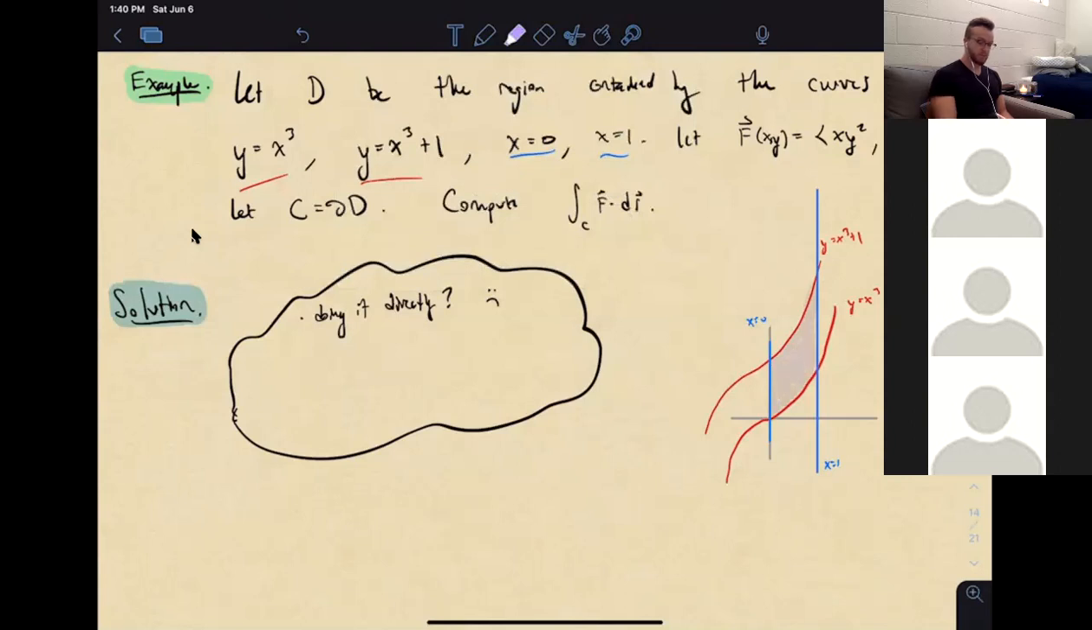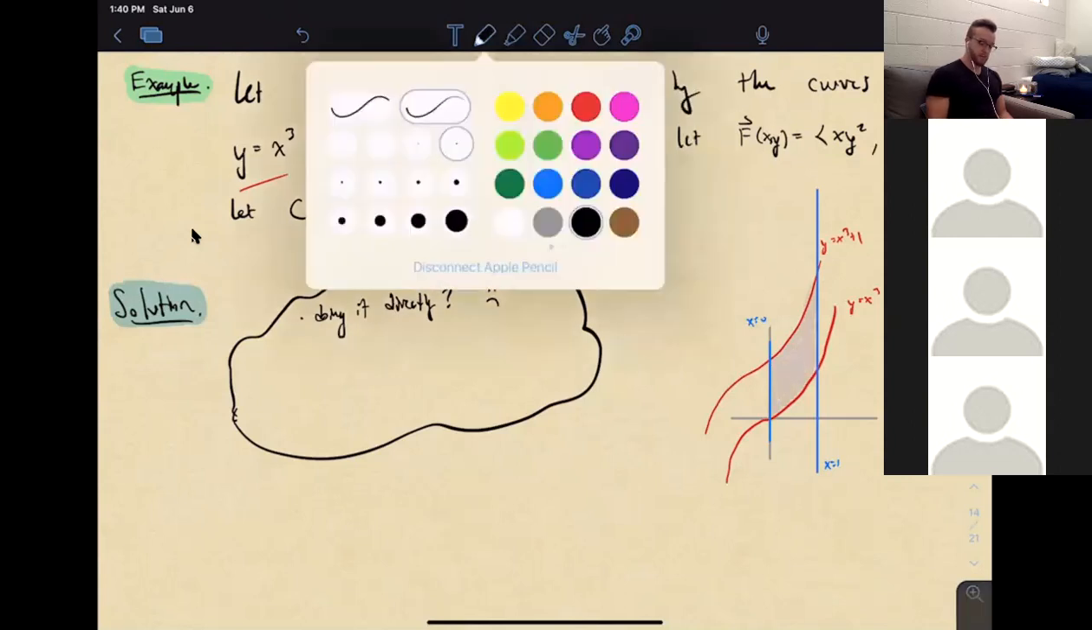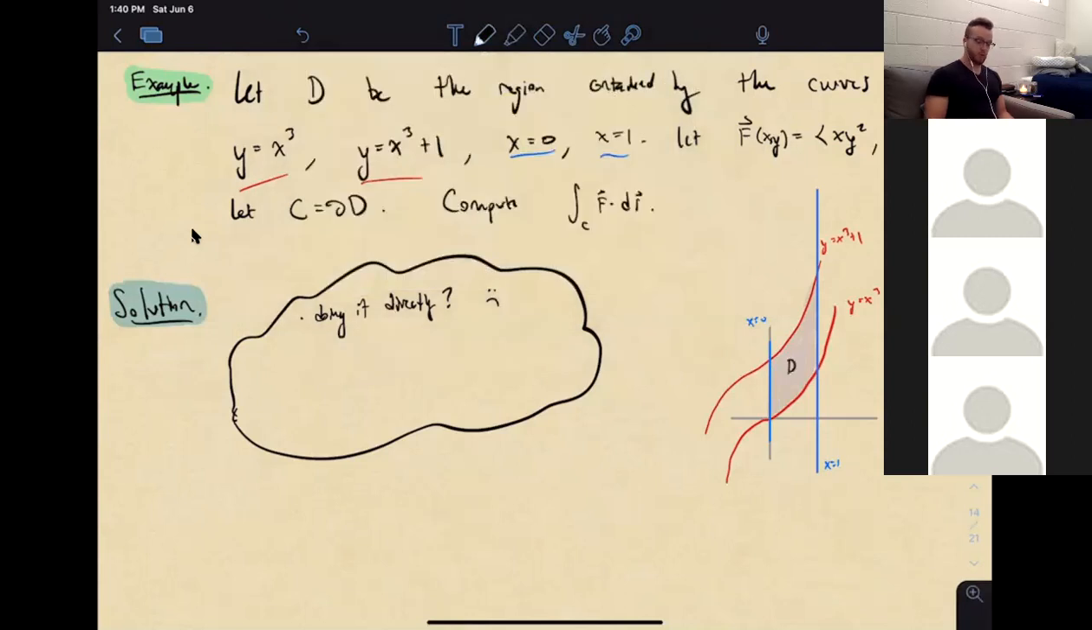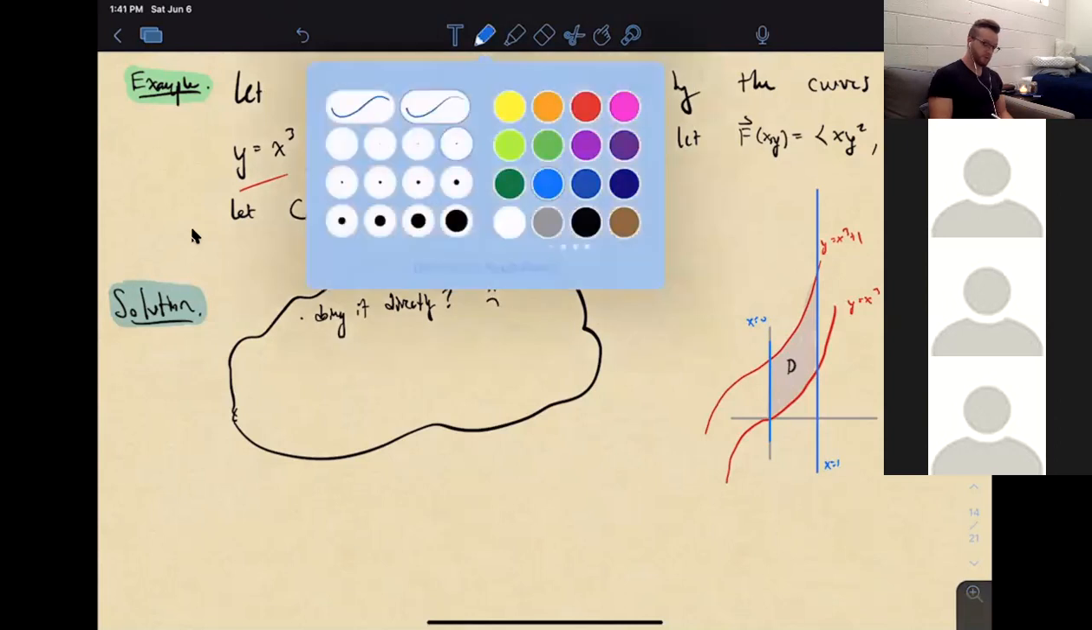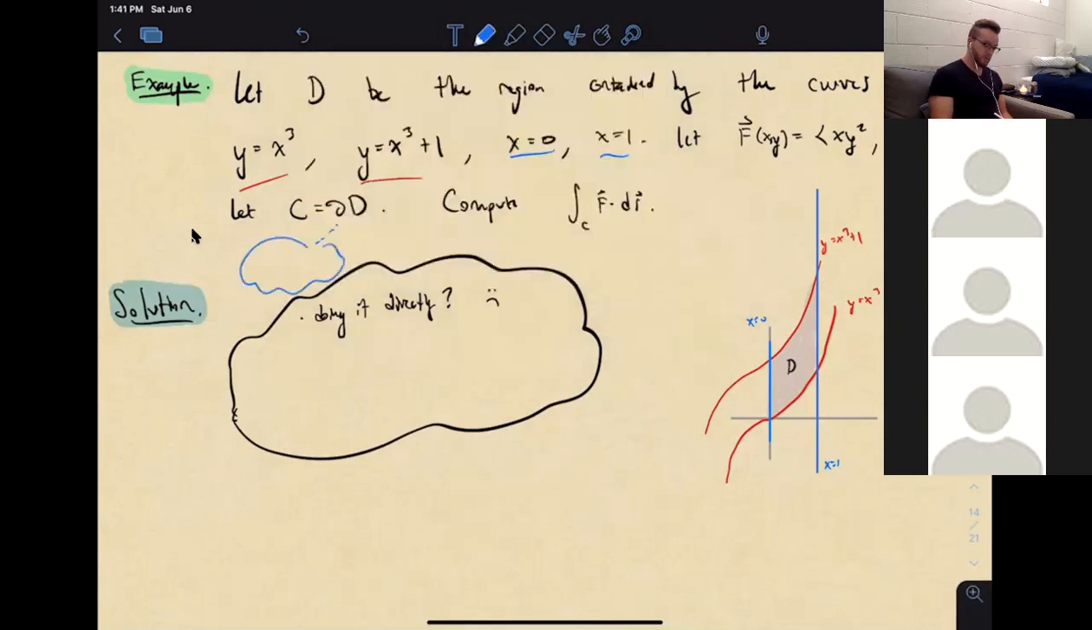This would be D. So what would the boundary of D look like? What would C look like? Well, when we talk about the boundary orientation of a curve, I always want to walk along the curve so that the region is to my left. So let me write that down too. D is to the left. That means that the orientation here is going to look like this. It'll be counterclockwise in this case.